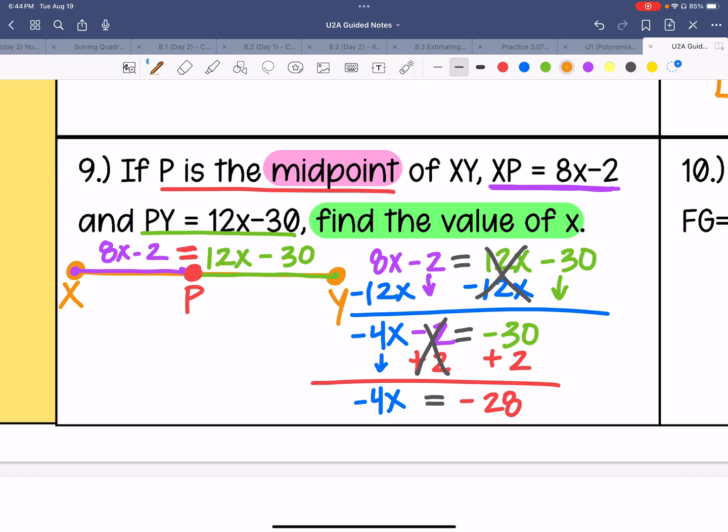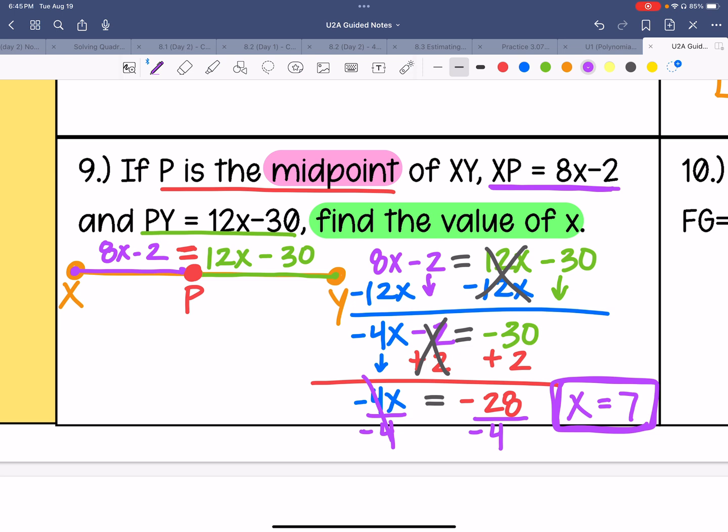And now, just like our two-step equations, our last step is going to be to divide by the coefficient of x, or what is attached to x. In this case, that is going to be negative 4. And remember, we have to do it to both sides. Stay balanced. So these will cancel out, and we will have x by itself, and that is going to equal negative 28 divided by negative 4, which is going to give me a positive 7.